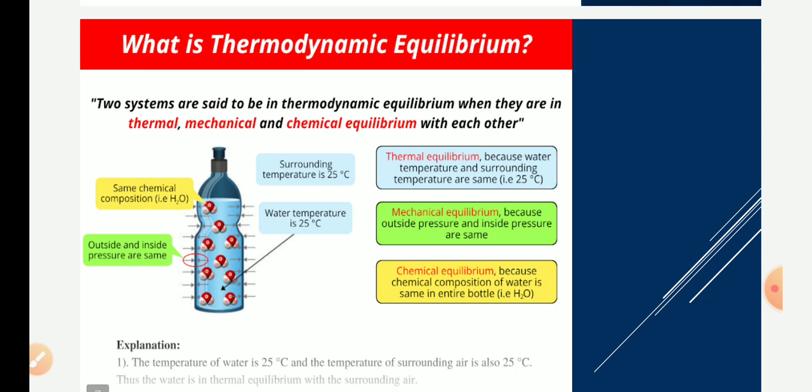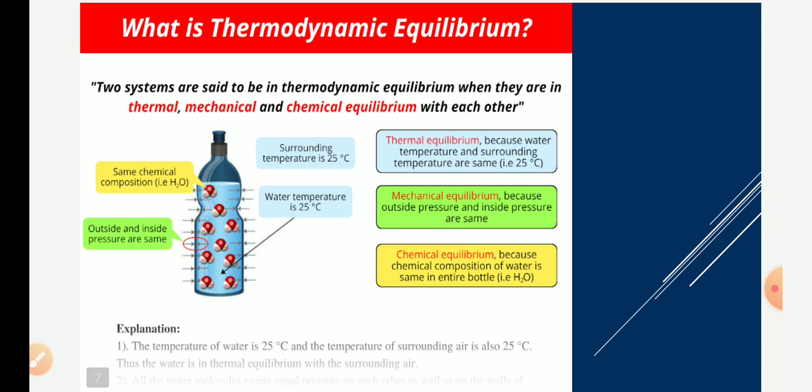Now, what is thermodynamic equilibrium? We know thermal equilibrium till now. What is thermal equilibrium? If the temperature remains constant throughout the process, it is called thermal equilibrium. But the term thermodynamic equilibrium means that when two systems are in chemical, thermal and mechanical equilibrium with each other, we call it thermodynamic equilibrium.